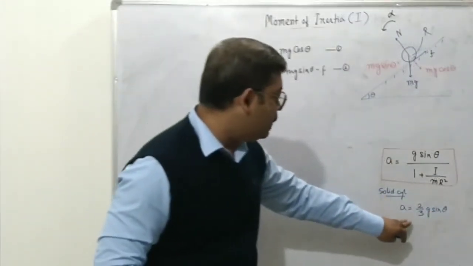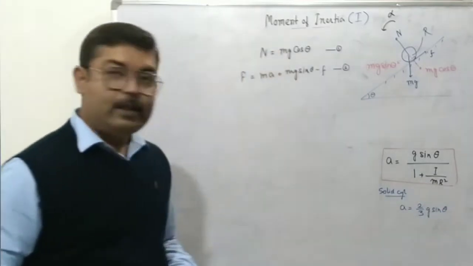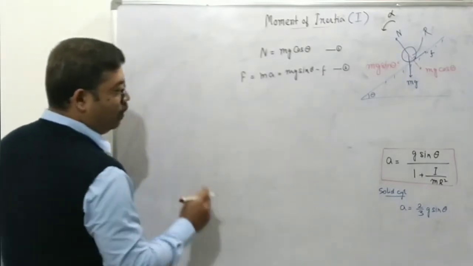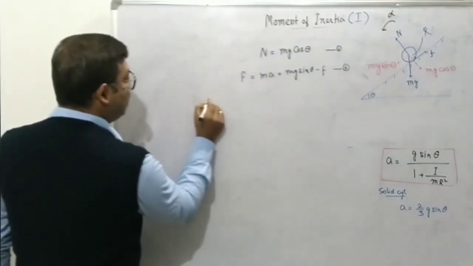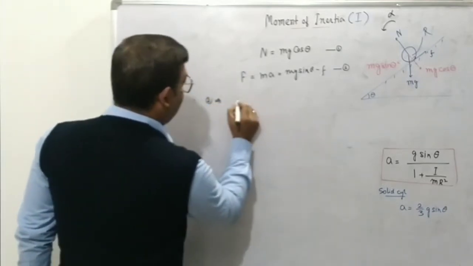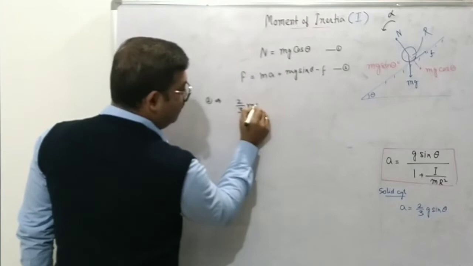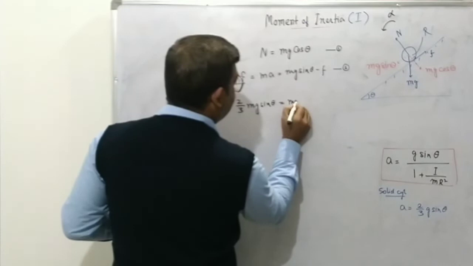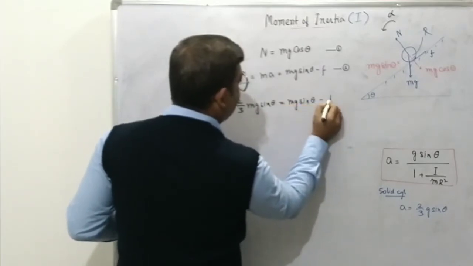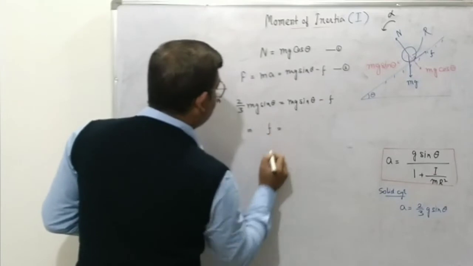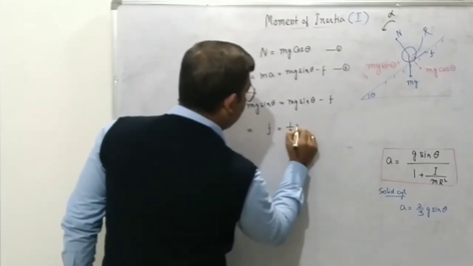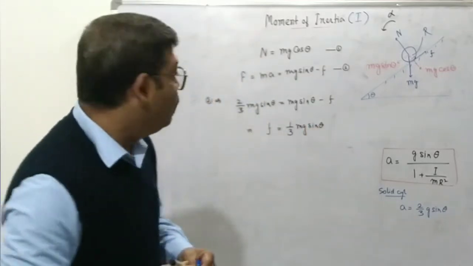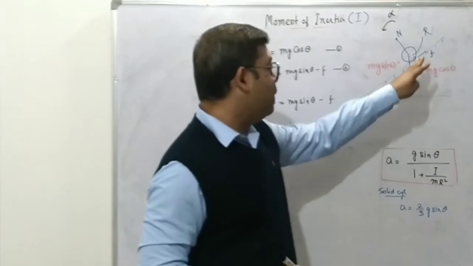Now we have found an expression for acceleration for the solid cylinder, right? So if we substitute this value for a in equation number 2, equation 2 will give us 2 by 3 m g sine theta must be equal to mg sine theta minus f. This will give us f must be equal to 1 by 3 mg sine theta. So the force of friction must be equal to 1/3 mg sine theta.